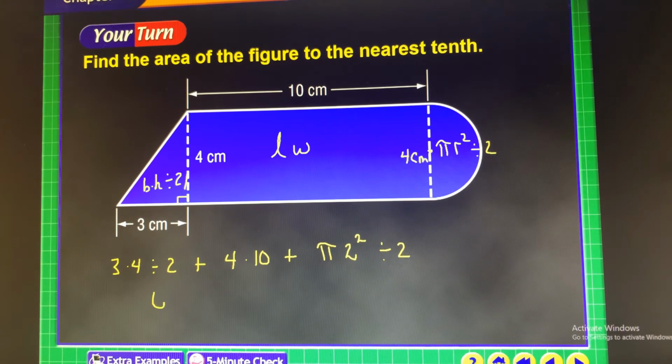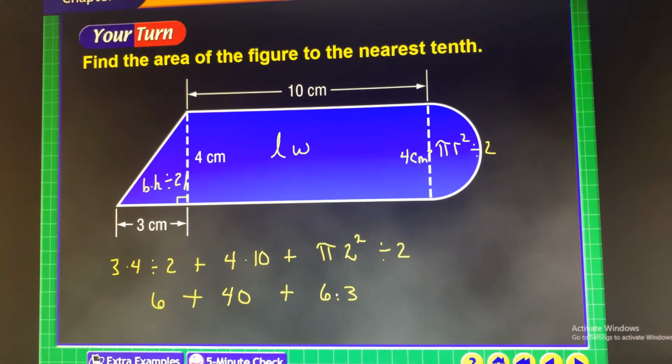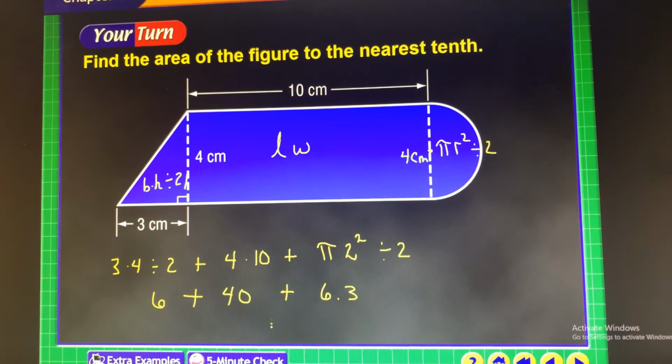12 divided by 2 plus 40. And the next one is pi. Approximately 6 3/10. So 6 3/10 plus 46 is going to give you approximately, remember can't be exact, there's a circle involved, 52 3/10 centimeters squared. Go ahead and process that.